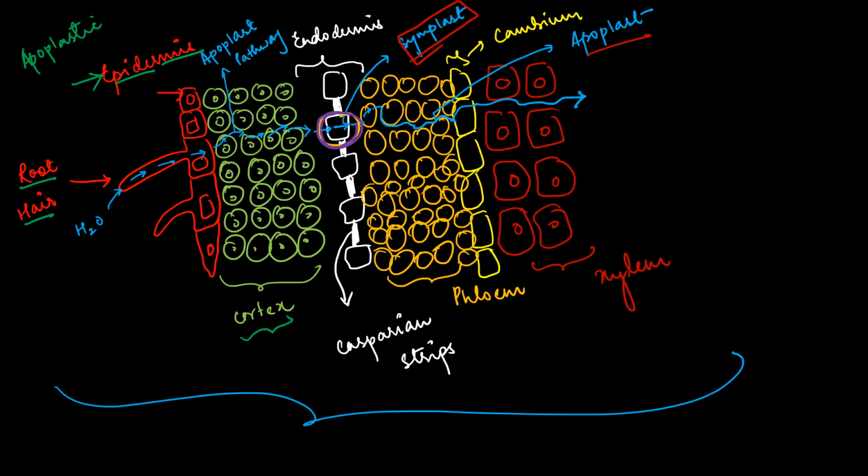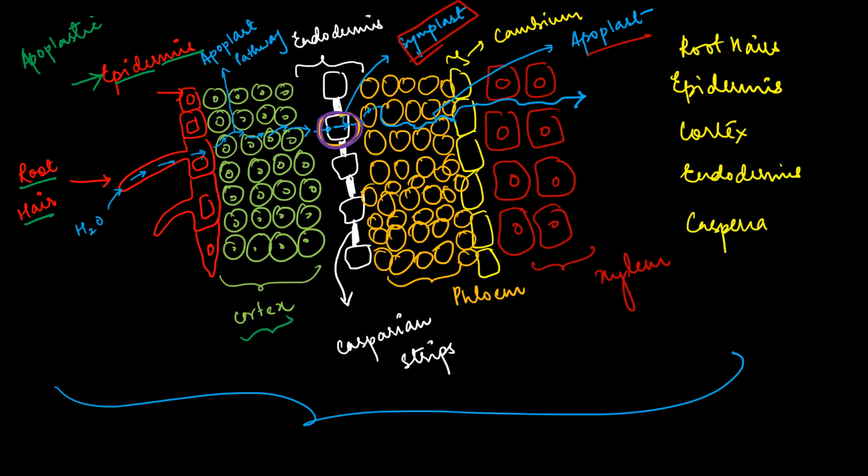So what we understood from this? We understood that in case of the root layers, we know root hairs, right? After that, epidermis, cortex, endodermis, Casparian strips, phloem, and xylem. So what we have seen, in case of epidermis and cortex, water will move through apoplastic pathway.